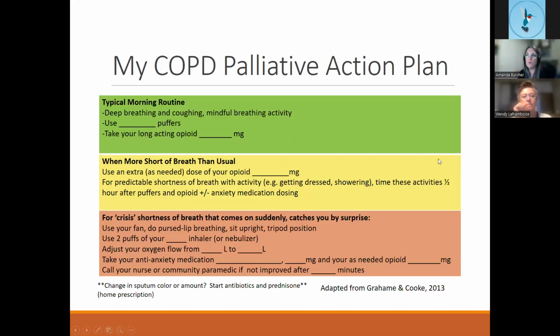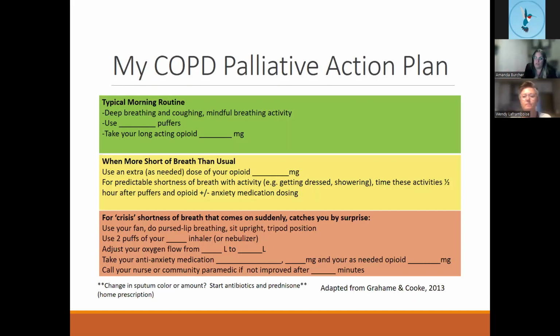So a typical morning routine, if you're feeling great, you're in the green, you'll do your deep breathing and coughing, your mindfulness breathing, you'll take your puffers and your long-acting opioid. When you're more out of breath than usual, so you're in the yellow, you're going to use an extra PRN dose of your opioid. And then with predictable shortness of breath, with any sort of particular activity, you're going to time your puffers and your opioid and maybe your anxiety medication half hour prior to your dyspnea-inducing activity.